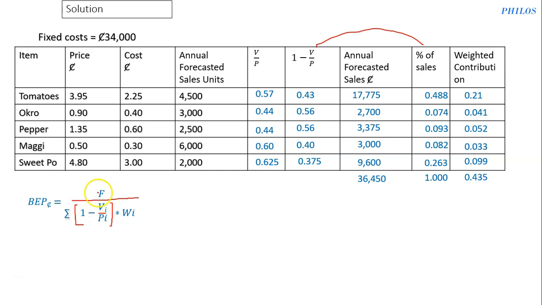And then the fixed cost is given annually, which is 34,000. So we are just going to substitute that in the formula. When we substitute, we have 34,000 divided by 0.435. So put this on your calculator, you will get 78,160.92 cedis as a break-even point in monetary terms.